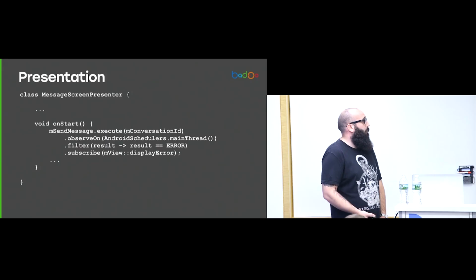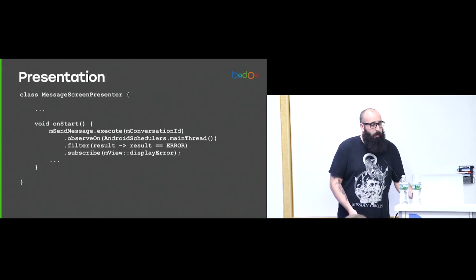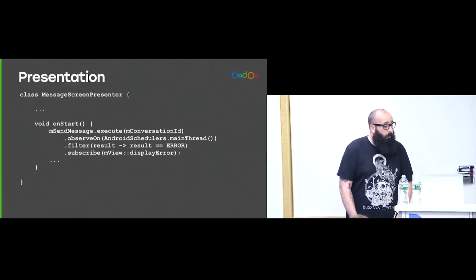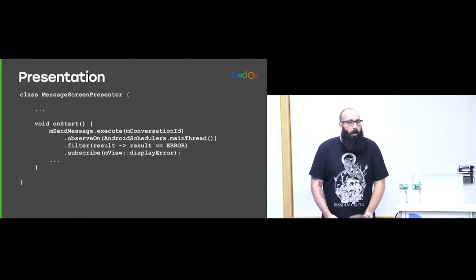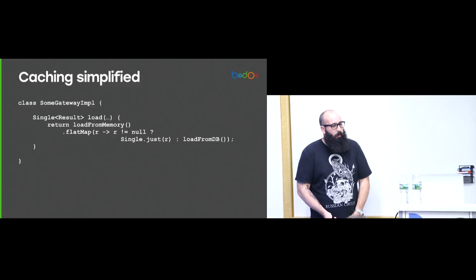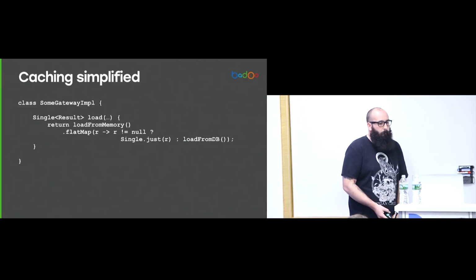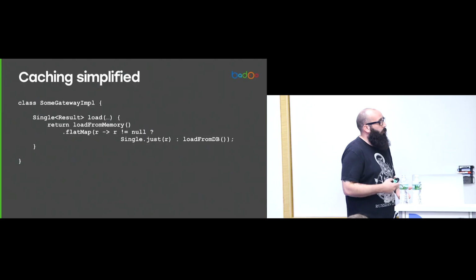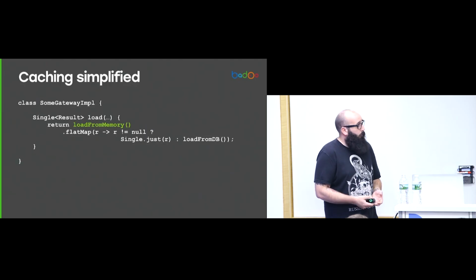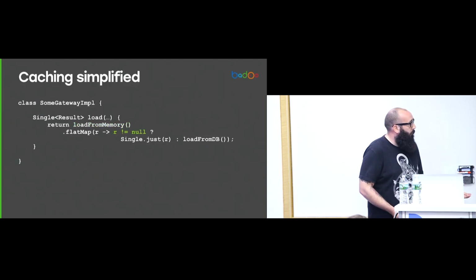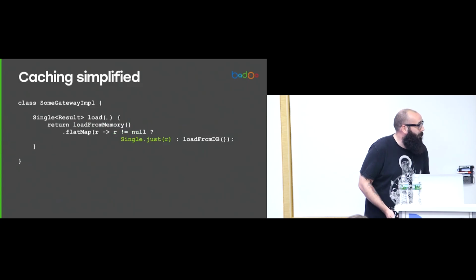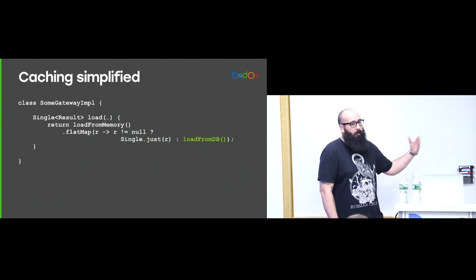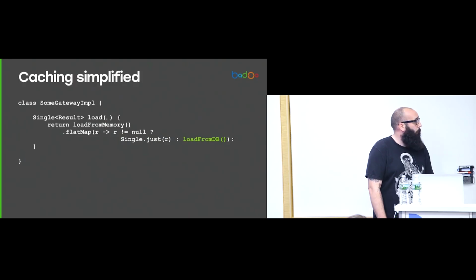And then finally, at the presenter, it was quite easy. We observed on the main thread, and in this case, in the result of an error, we display an error to the user. It did make caching quite easy to do, so we could chain together these calls. So if we wanted to load something from memory and then we wanted to go to a database, we could start off, we could try and load something from memory, and if it's successful, we can return it. And if it fails, we can load it from the DB, and we could chain this down so it goes to the network as well.